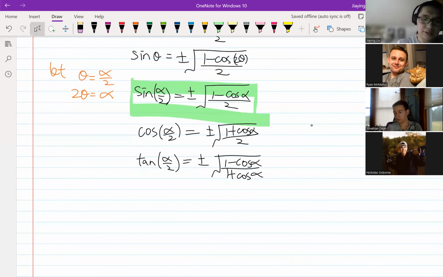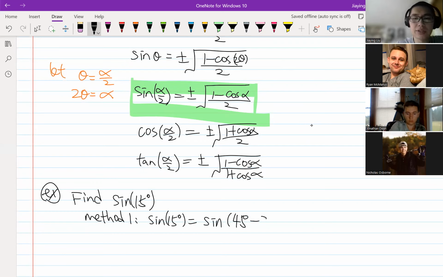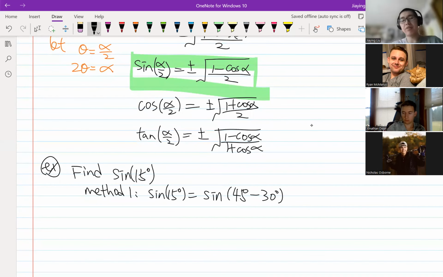Let's look at a couple of examples. The first one is we're going to find sine 15 degrees. In the past, when we found sine 15 degrees, we could use the difference between 45 degrees and 30 degrees, which is sine of 45 degrees minus 30 degrees. That's one way. Now, the second way is that we can think about it as 15 being half of 30.